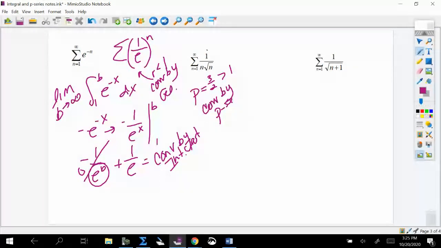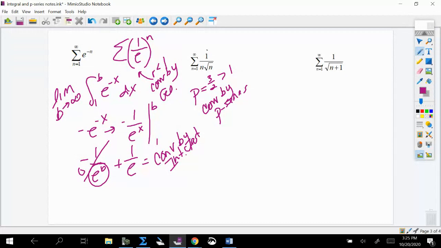You could also do this one by integrating. You could have integrated and used the negative exponent, and you would still get that it converges. Integration sometimes, especially if it's a very basic p series, is way faster than going through the integration process, but it does give you a backup plan.